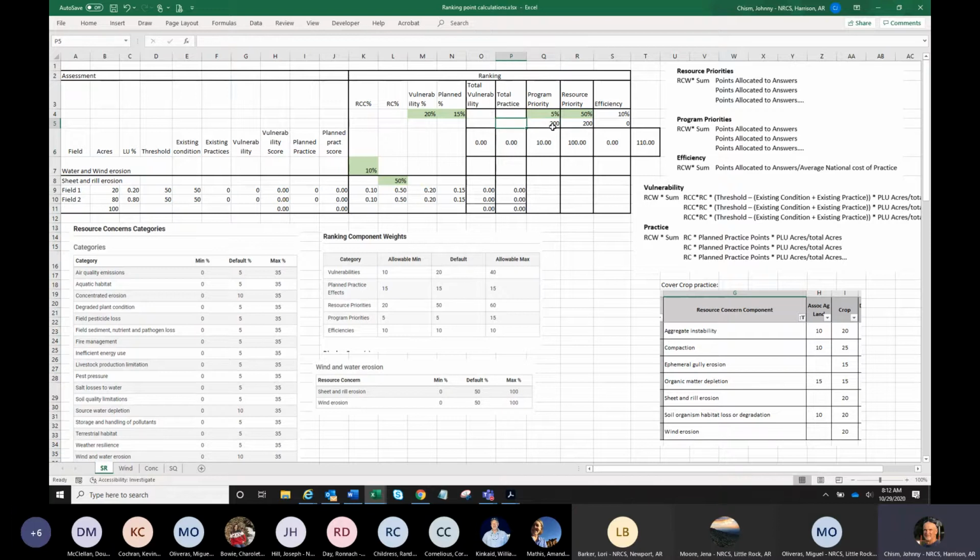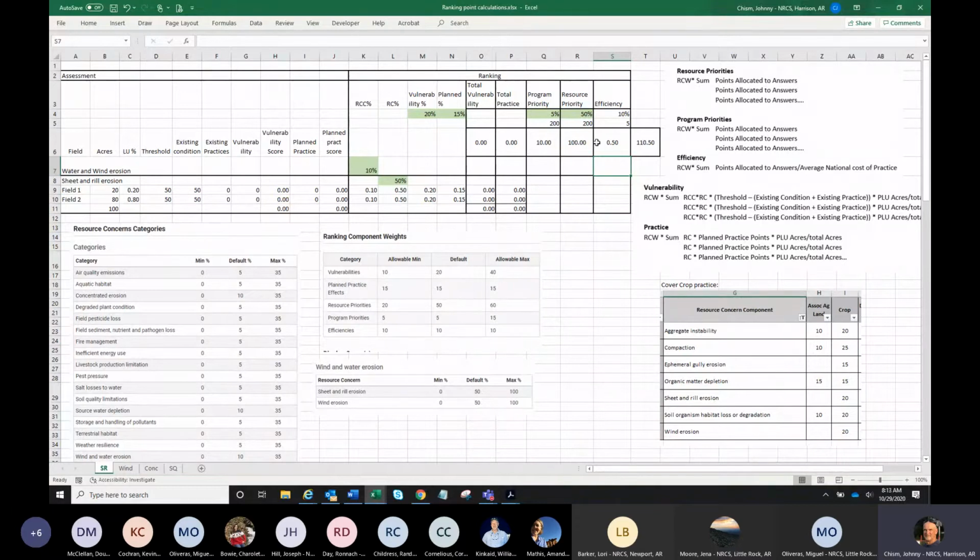Well, when we do that, he only gets 10% of those because our program priority percentage is set low at 5%. So in this case, I'm going to just put in a 5 for the efficiency. So basically, without having any resource concerns or doing any practices, he has 110 points based on the program priority, the resource priority, and the efficiency. So that's kind of at the end.